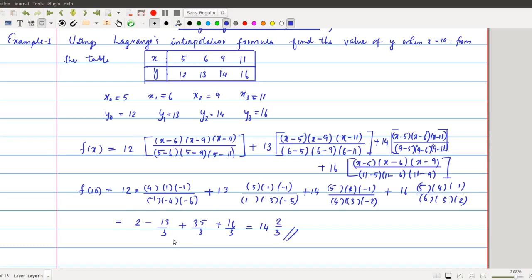Okay, so this is the way we use Lagrange's interpolation formula. If the values of x are not in equal intervals, we can use this formula. Otherwise, we will use a Newton-Gregory backward or forward interpolation formula. Okay, so in the textbook there is one more illustrative example. Please try to work it out. And if you have any doubt, please come up with your doubt.